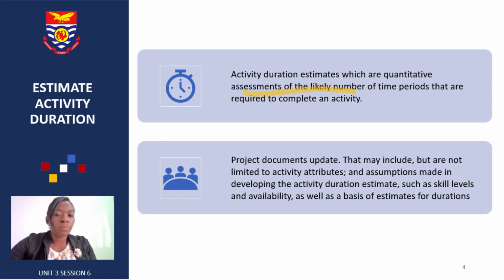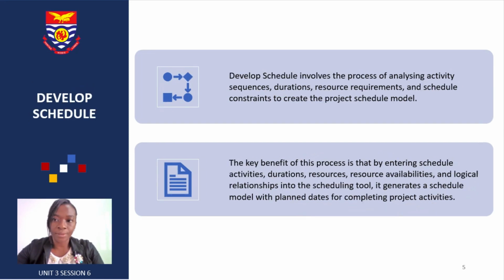It may include, but is not limited to, activity attributes, which you made mention of, since each activity has key things that make it distinct or unique, and so you need to have them there. Assumptions are the things that would have to hold for you to get the result you want. Developing project duration estimates, such as skills levels and availability, as well as the basis of estimation for this duration, are all going to affect your project, and there is a need for you to constantly update your project documents regarding the estimation durations as well.